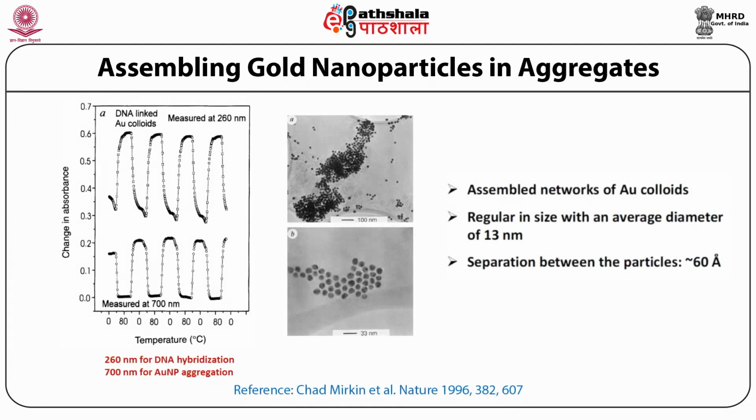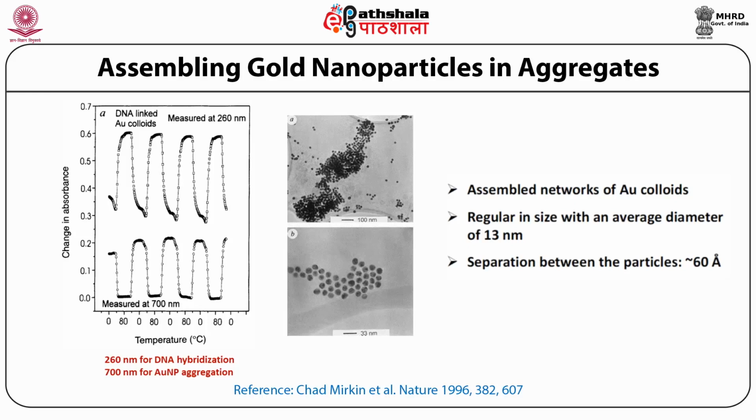Now this aggregate was cycled with heating and cooling. You can see a very nice behavior when this aggregate of DNA-linked gold colloid was heated up to 80 degrees. If you monitor at 260 nanometer, you see the absorbance increases, and this has to do with the base pair contribution from the nucleobases. If you also look at 700 nanometer, which corresponds to the surface plasmon resonance of the assembled nanoparticles, that gets broken, and the absorbance goes down at 700 nanometer.